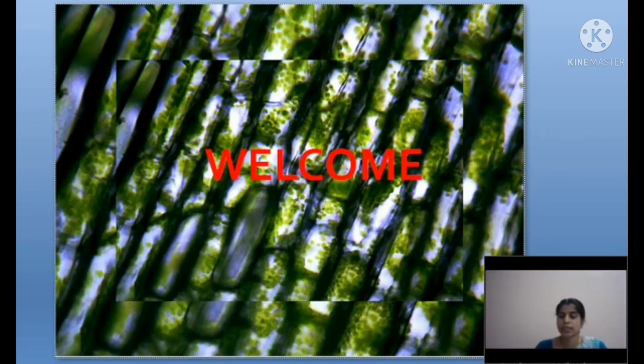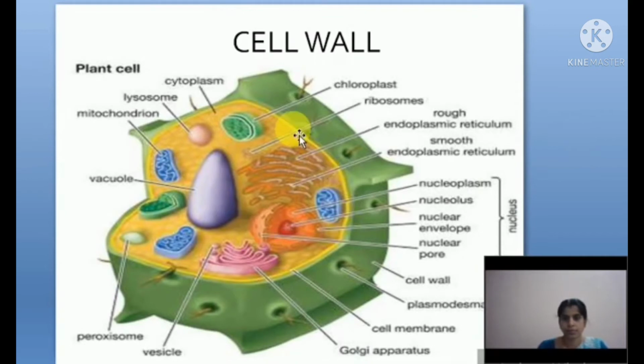Yes. So cell wall. See, it's a plant cell. This outer covering, this green portion, that is what? Cell wall. And that day we have discussed a little bit about the cell wall. What have we discussed that day?